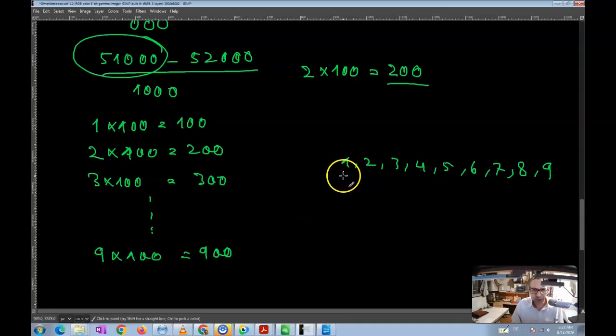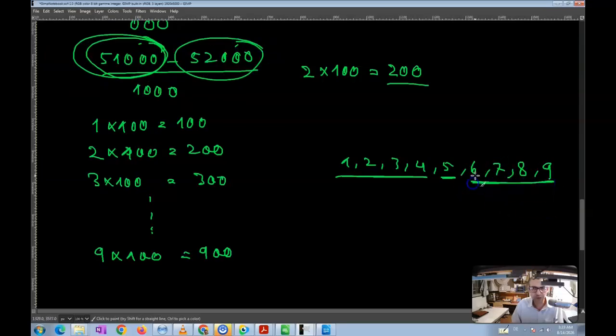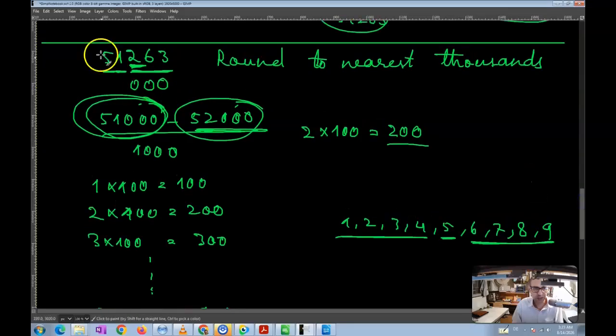So which means that if you go all the way up to 4, you're still closer to the 51,000. If you get to 5, you're at the same distance from 51,000 and 52,000. And if you have any of these digits over here, 6, 7, 8, and 9, you're much closer to the 52,000, right? So now in this case, since I have a 2 over here at the 100 place value, that means that I'm much closer to the 51,000. So then I'm going to write my number as 51,000, right?